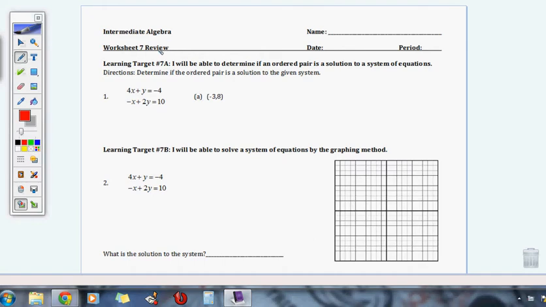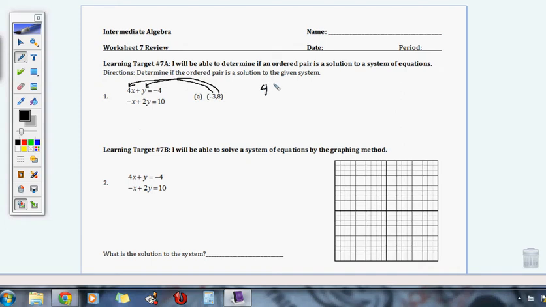First learning target, number 7a, we'll be able to tell if an ordered pair is a solution to a system of equations. The deal is we need to check both our x value and our y value in both equations. So we're going to take the x value and plug it into the first one, take the y value and plug it into the first one as well.